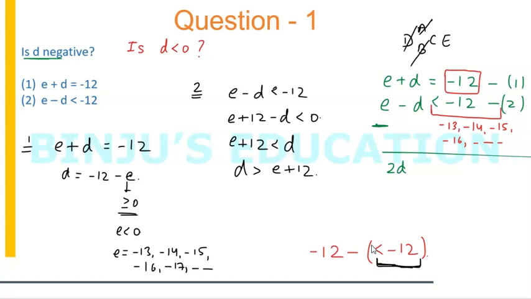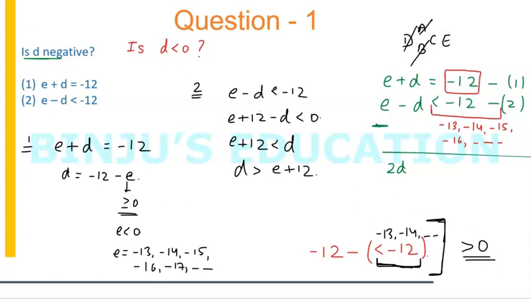Listen to me very carefully. I'm saying the numbers which are less than minus 12, the absolute values of those numbers will be greater than 12, because I'm considering numbers like minus 13, minus 14, minus 15, minus 16. So I can say that the result of this entire thing will always be greater than 0.